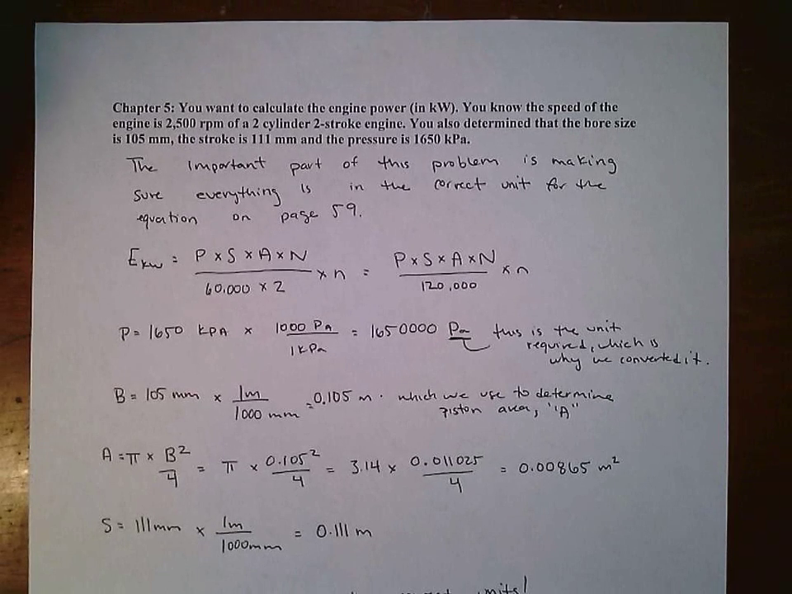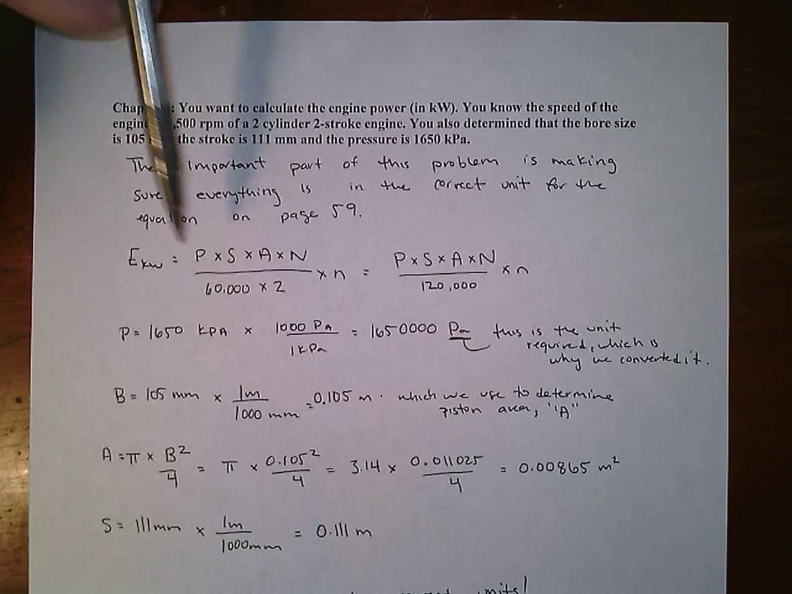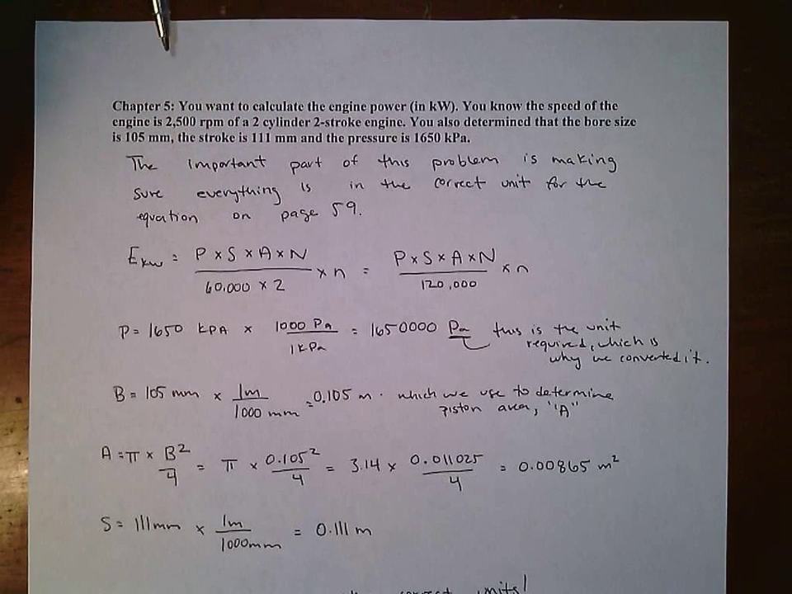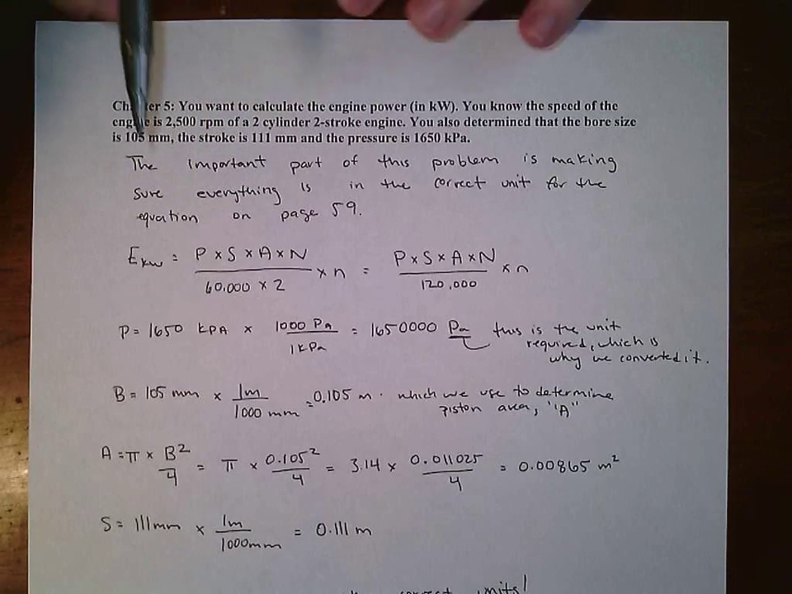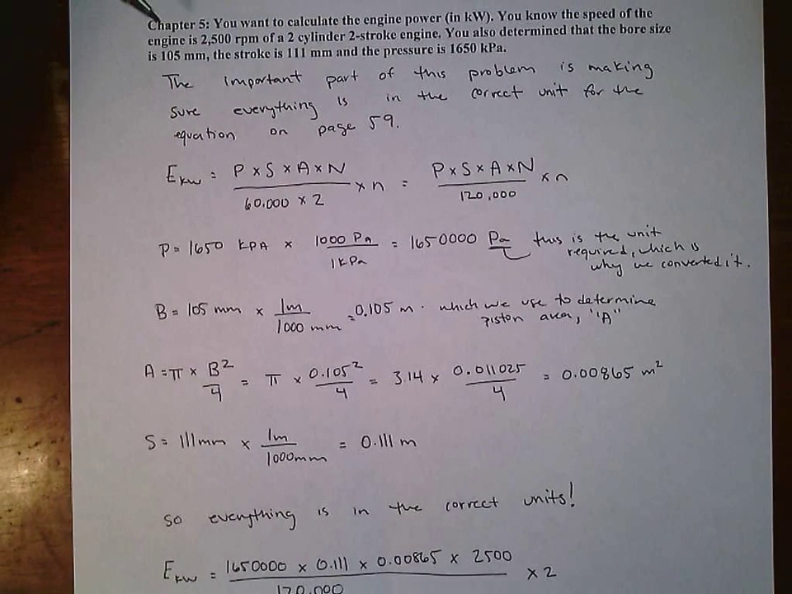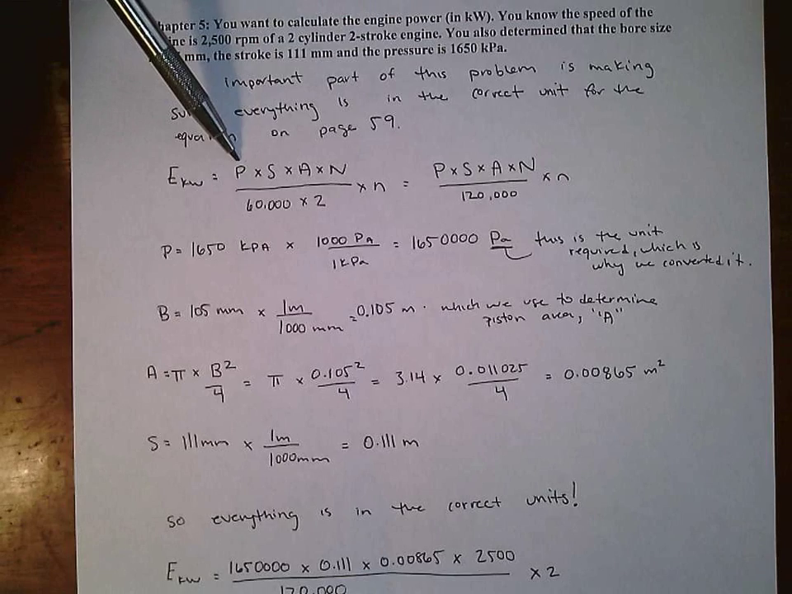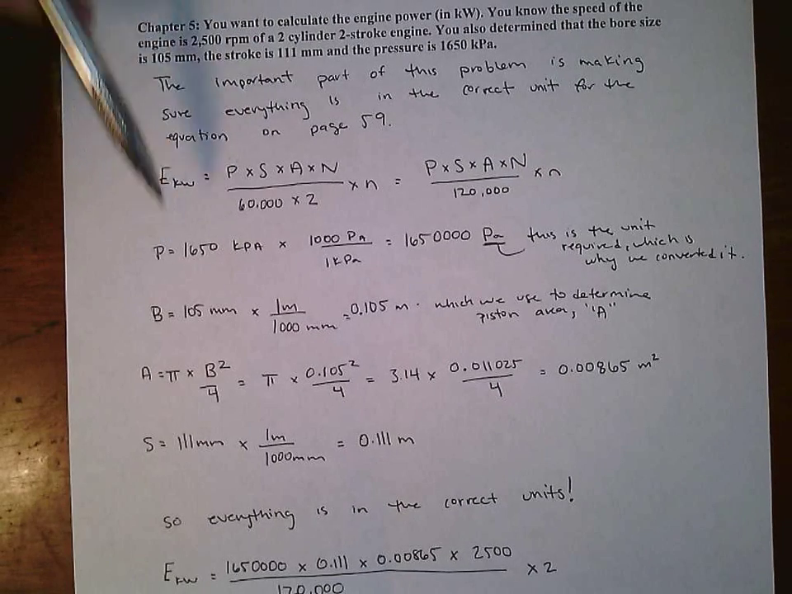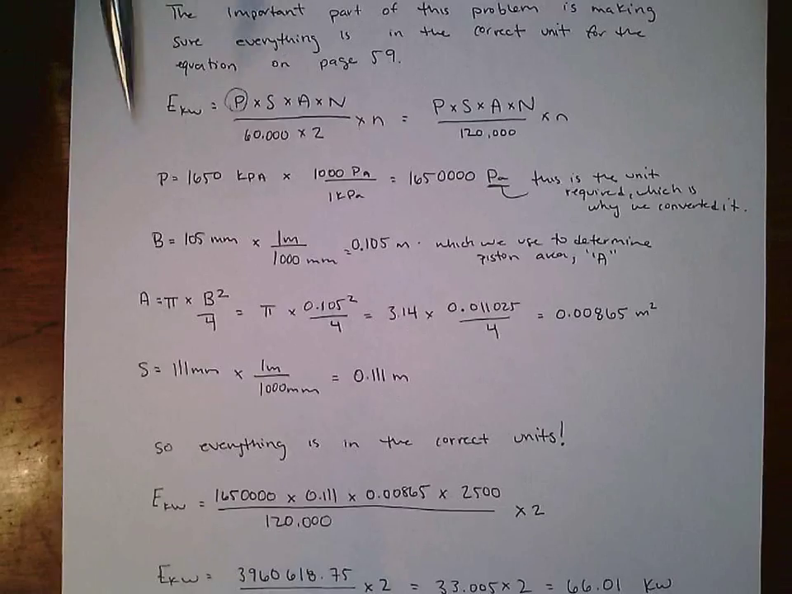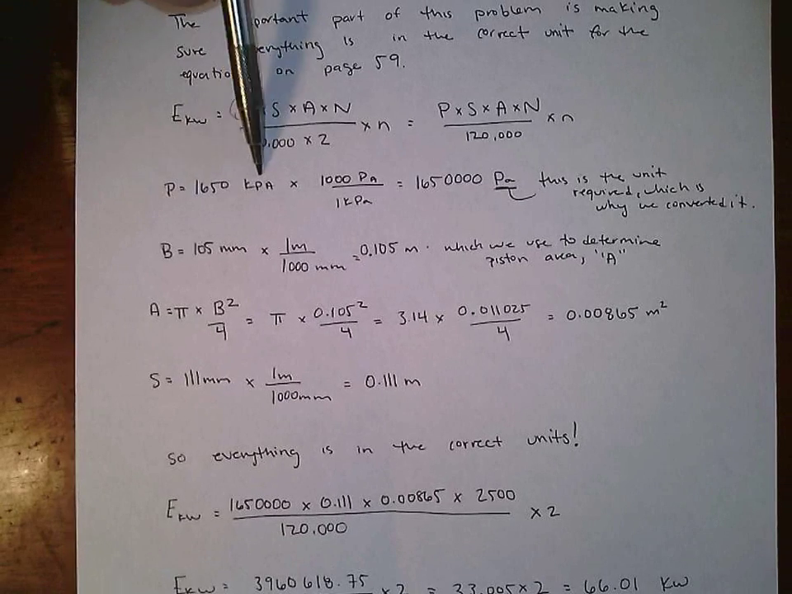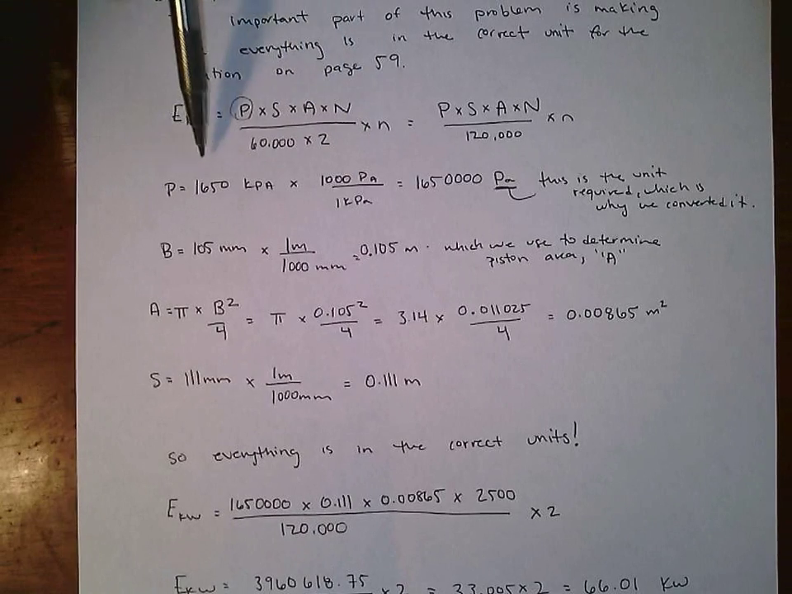As I've said previously, and I'll continue to say, as soon as you know what units you need for this equation that's found on page 59 in your textbook, everything becomes a little bit easier. For example, in this problem, we're given pressure in kilopascals. However, in this equation, we just need it in regular pascals. So to determine P, we need to convert the 1650 kilopascals to just regular pascals.